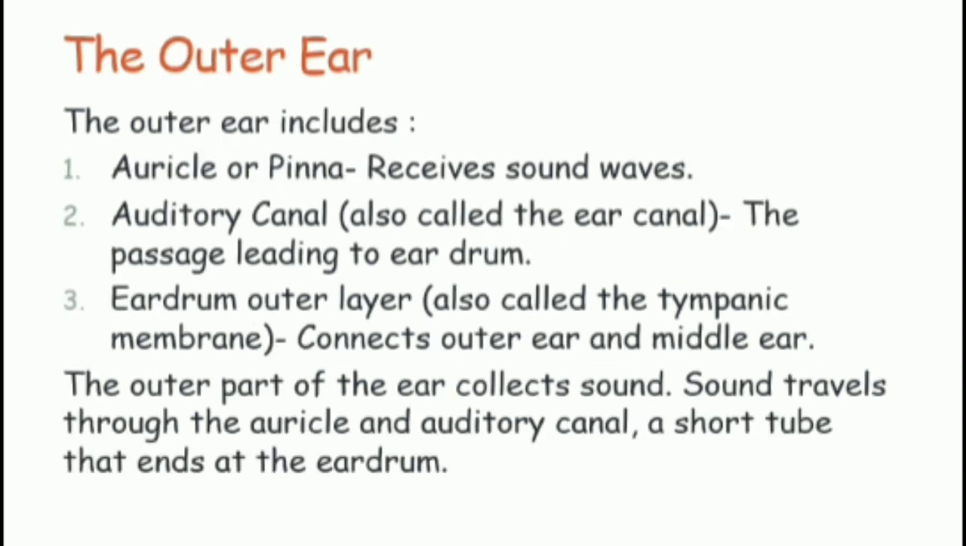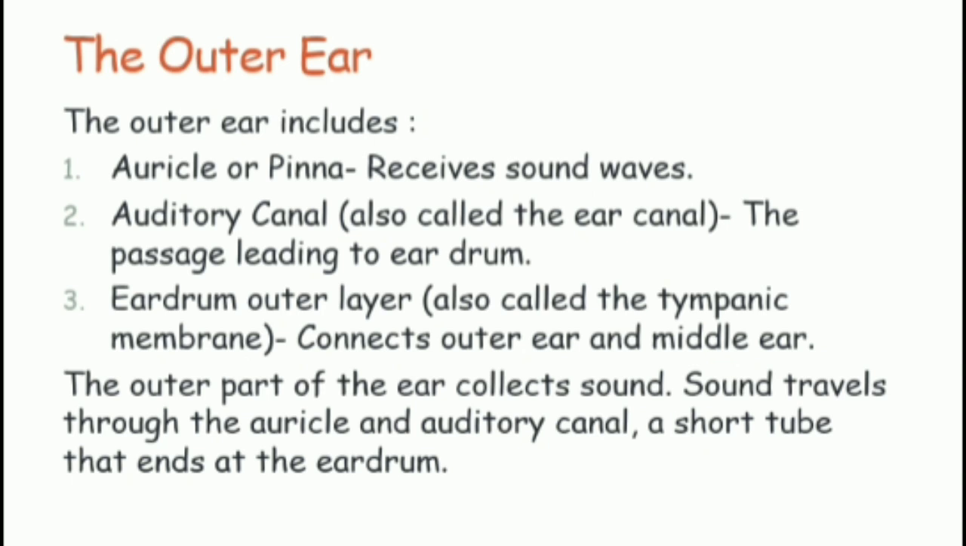Next, the outer ear. The outer ear includes the auricle or pinna, which receives sound waves. Means the outer part of the ear, which receives the sound waves at first. Then it transports them to the auditory canal, the first part of our ears. The canal part, that is the auditory canal or ear canal, transports those sound waves to the eardrum. Now, the eardrum is the last part of the outer ear. It also connects the outer ear and middle ear.